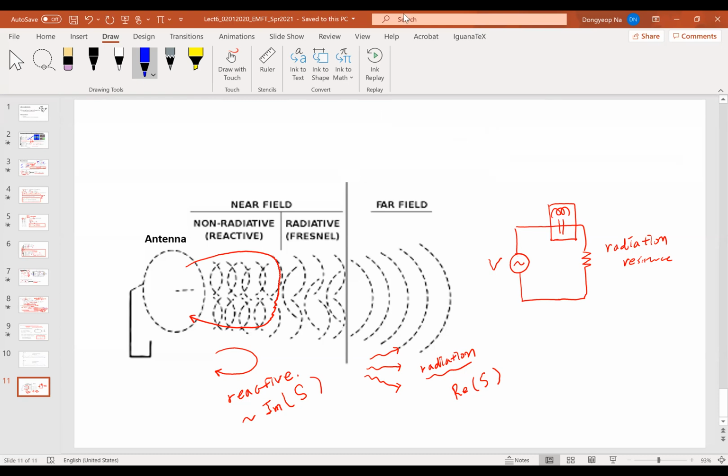Are there any limitations to assuming purely time harmonic?